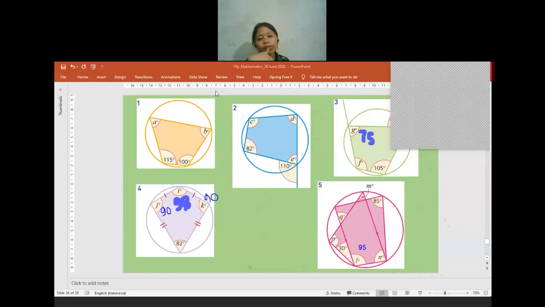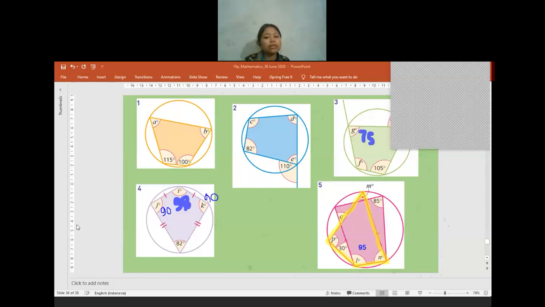Is there anyone who has difficulties? Or maybe I go too fast? Is there anyone who is confused? No? Okay, if no one is confused, does anyone want to help me find how many degrees angle Q is? 55. How did you get 55, Natalie? 180 minus 30 minus 95.